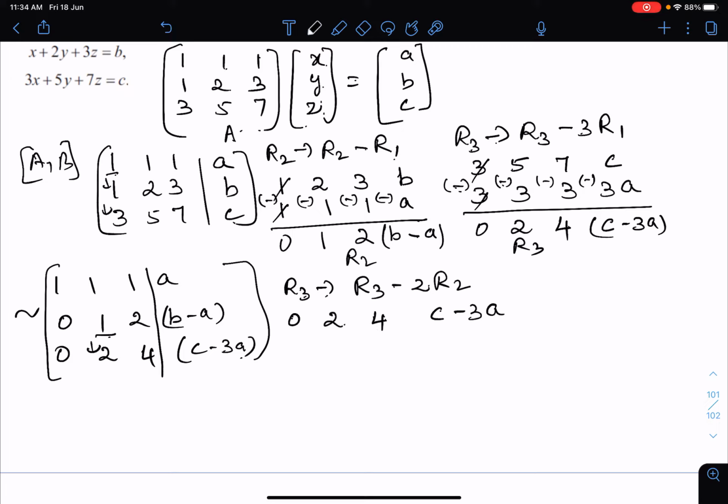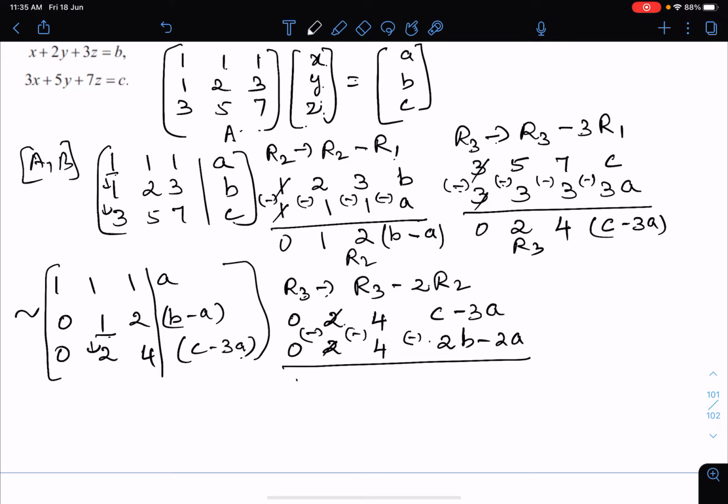What is our 2 row 2? 0 2 2 into 2 4 and 2 into B minus A. Okay, what is 2 into B minus A? How are you going to get it? You can multiply and write it. Okay, it is going to be 2B minus 2A, so that it will be easy for us to write the answers when you subtract. So change your sign and change your sign here also.